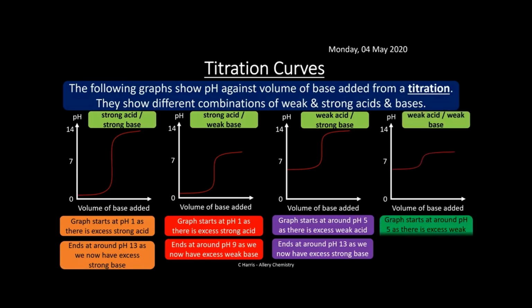The next one is a weak acid, weak base. Now there's barely any change. There's not a very well defined endpoint here. With a weak acid and a weak base, there isn't much difference in their pHs. So it's going to be really difficult to get a nice clear endpoint on titrations like this. So you've got to be able to identify what type of titration they are just from these graphs here.